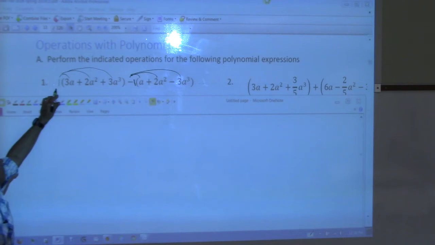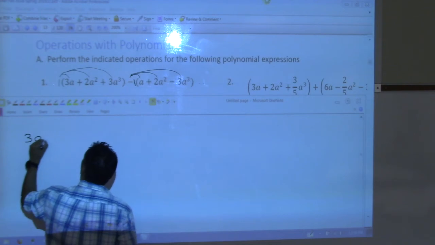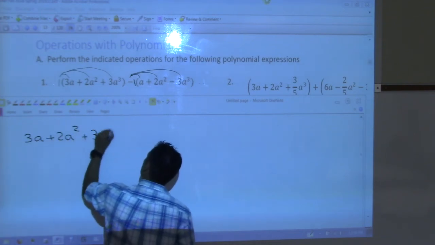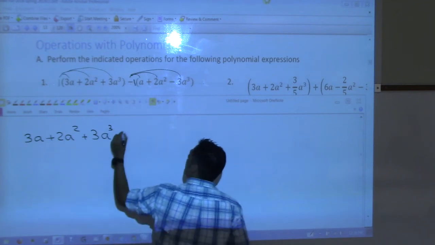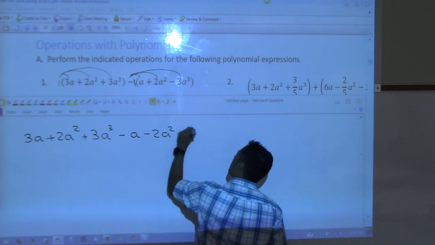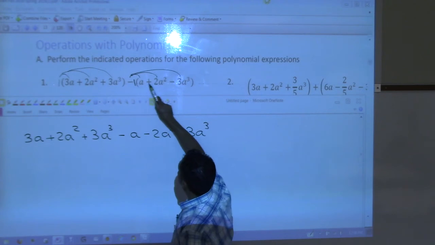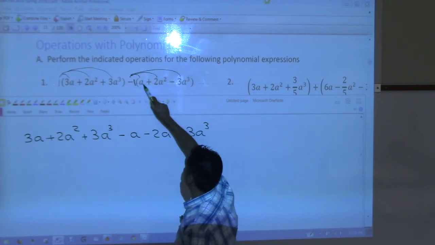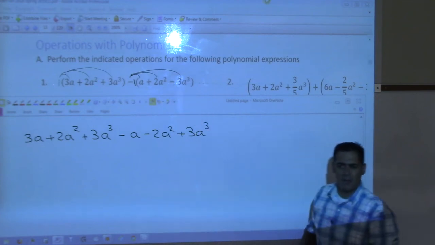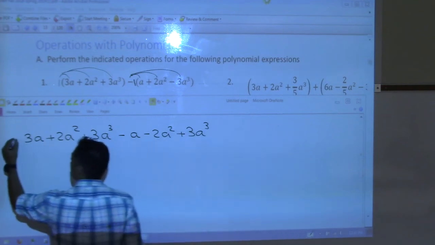Okay. Yep. So let's take this one and simplify it. 3a plus 2a squared plus 3a cubed. And then I distributed through here, I get a -a minus 2a squared and a plus 3a cubed. So this -1 in front changes the signs of all of these monomials to a negative, negative, and then negative times a negative would give us positive. So is that clear for that first one? And now we collect like terms together.